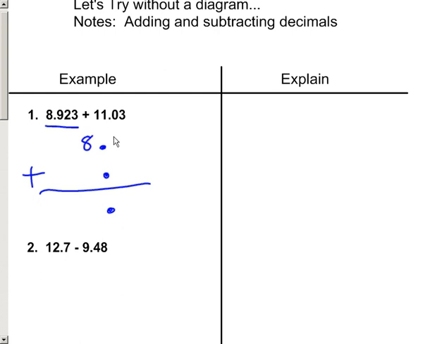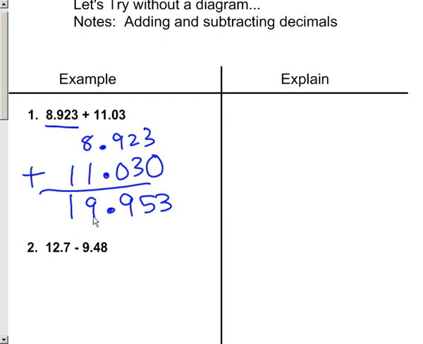So we'll put 8.923 and then place this one 11.03. Now we don't want blanks, so we want to have the same number of digits after the decimal in all our numbers. So let's put in a 0 as a place value. That does not change the value of the number. Once you're lined up and you have the same number of digits after the decimal, now you just add like you normally would. 3 plus 0 is 3, 2 plus 3 is 5, 9 plus 0 is 9, 8 plus 1 is 9, and 0 plus 1 is 1. So there is your answer.